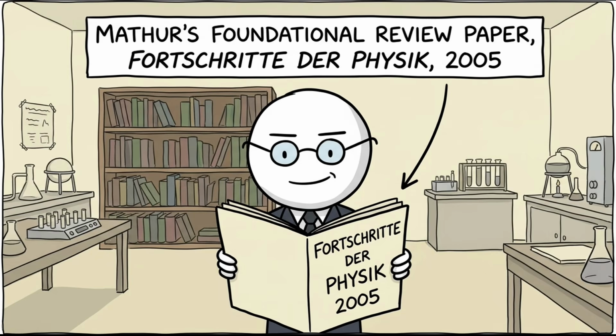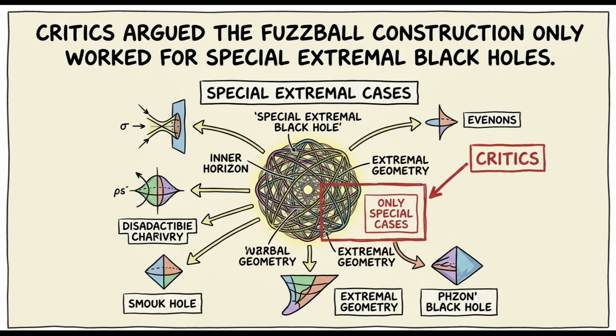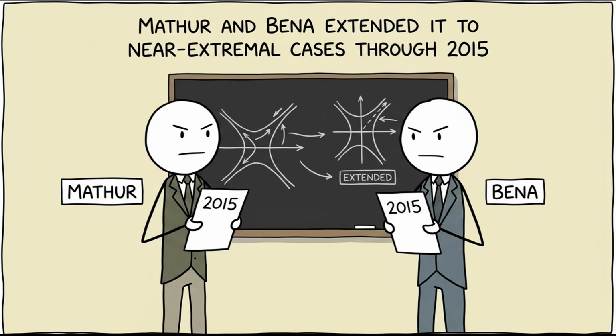Mathur's foundational review paper appeared in Fortschritte der Physik in 2005. Follow-up work with Oleg Lunin at Ohio State, published in Nuclear Physics B, showed that individual microstates have no horizon at all. They are fuzzballs of tangled strings and branes at Planck density. Critics argued the fuzzball construction only worked for special extremal black holes, not realistic astrophysical ones. Mathur and Yosef Bena at the Institut de Physique Théorique in Saclay extended it to near extremal cases in papers through 2015.